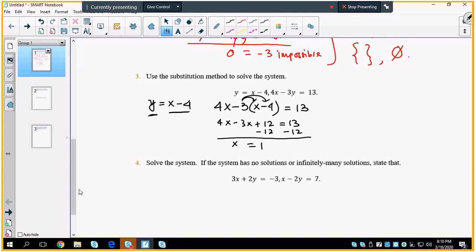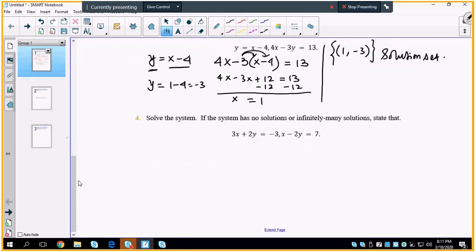And then I put this value in to find the value of y. So this is 1 minus 4, and that's negative 3. So again, the solution is the point x equal to 1, y equal to negative 3, and that is the solution set. Very nice.